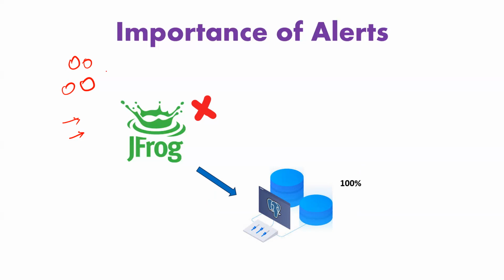So in this case, if an alert was enabled, let's assume at database capacity of 80%, and the alert was sent to the DevOps team or some admin team, then they would have taken a corrective action like increasing the resources of this particular machine or deleting the old data. So we would have avoided the downtime. Because if JFrog is down, other developers and also pipelines will be impacted. So these kinds of situations can be avoided if proper alerting is enabled.